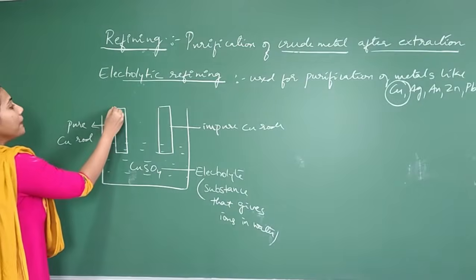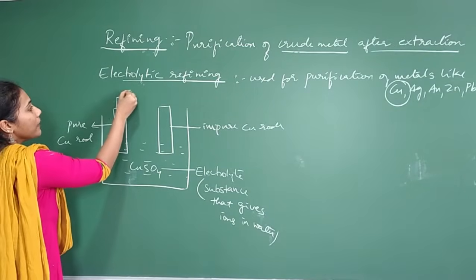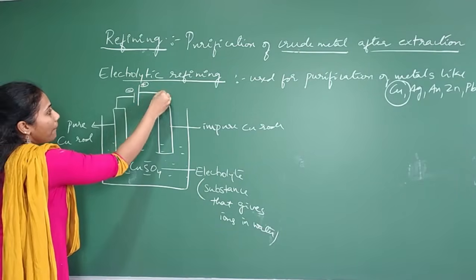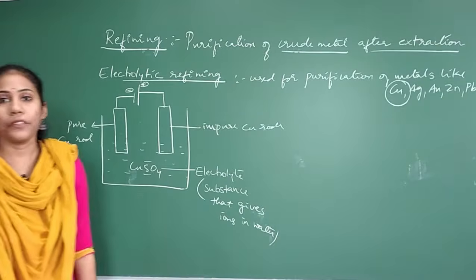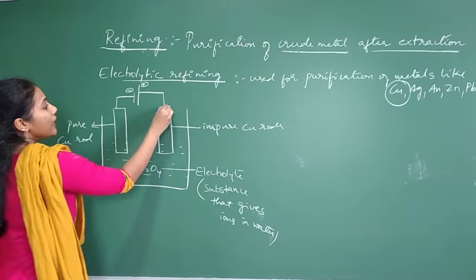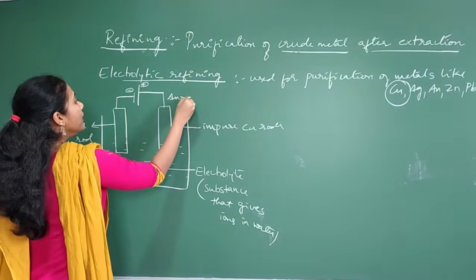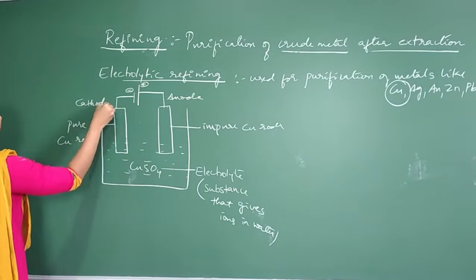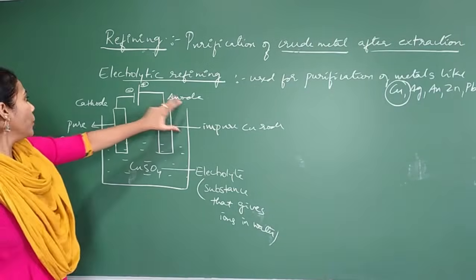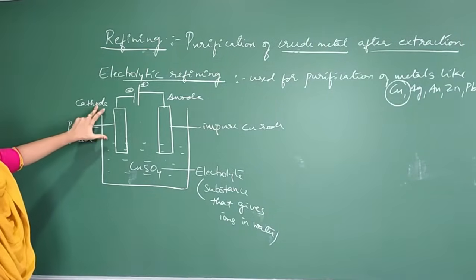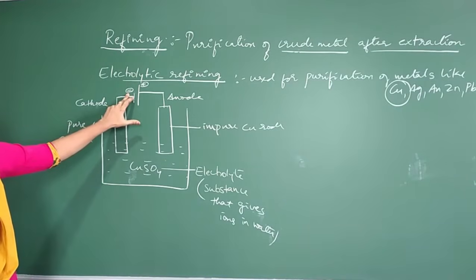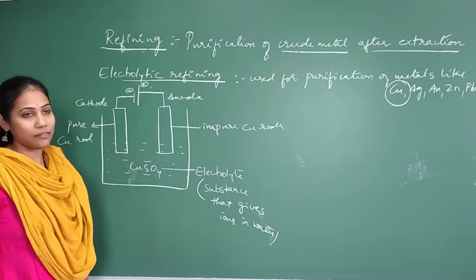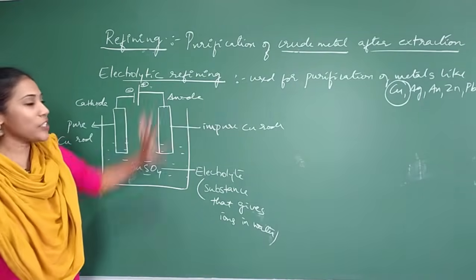The pure copper rod is connected to the negative terminal of the battery and the impure copper rod is connected to the positive terminal of the battery. That means this rod is acting as anode and this rod is acting as cathode. So this is anode and this is cathode. Cathode is connected to the negative terminal of the battery and anode is connected to the positive terminal of the battery. Clear? You must carefully understand the setup.